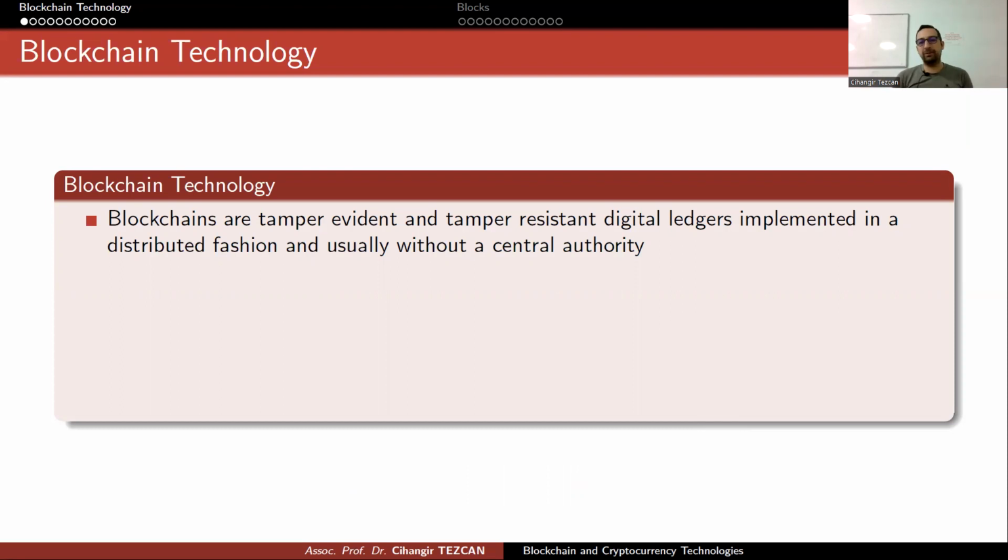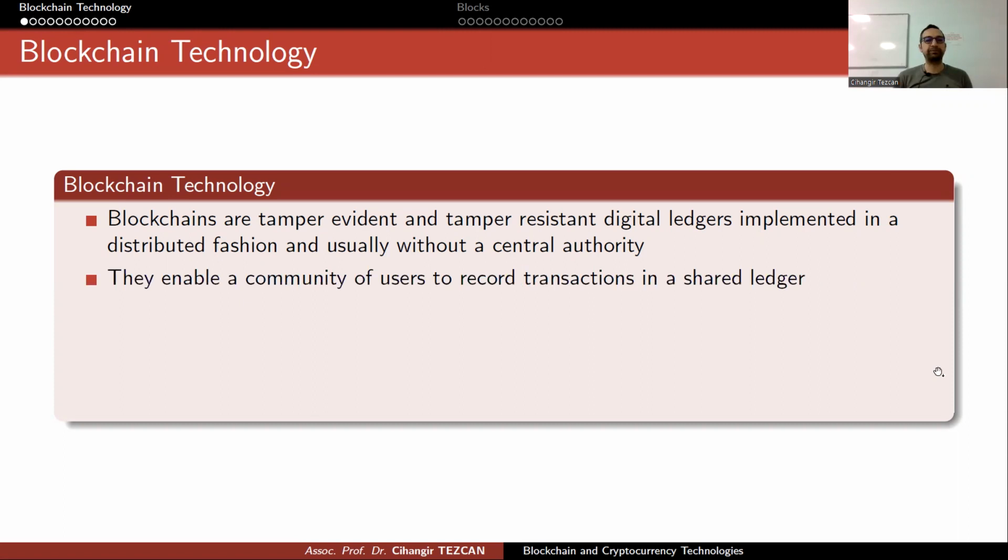Blockchains are tamper-evident and tamper-resistant digital ledgers implemented in a distributed fashion and usually without a central authority. So, as you can see here, generally the main idea is having no central authority. Of course, you can have something like a central authority, and sometimes you can argue if there's a central authority or not. For instance, in Ethereum, there's the Ethereum Foundation. We don't have to listen to them, but generally, everybody listens to them when there's an update. So it looks like there's a central authority at the end of the day.